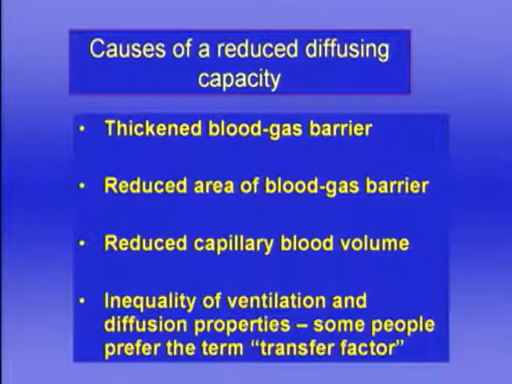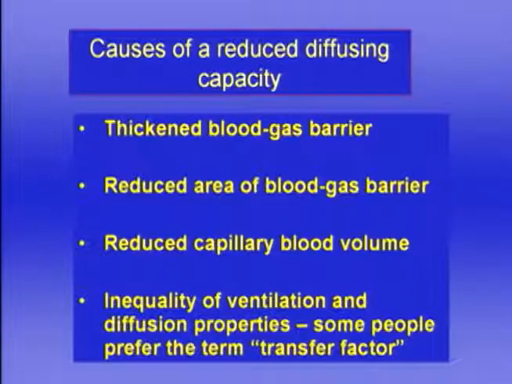One of these I've already mentioned. That's a thickened blood gas barrier, as we saw in diffuse interstitial pulmonary fibrosis. Another is a reduced area of the barrier, for example, in emphysema or in lobectomy. Another is a reduced capillary blood volume, because the measured diffusing capacity for carbon monoxide depends on the volume of blood in the pulmonary capillary. That can be reduced in pulmonary embolism, for example. Finally, some patients have inequality of ventilation and diffusion properties throughout the lung. An example would be COPD.